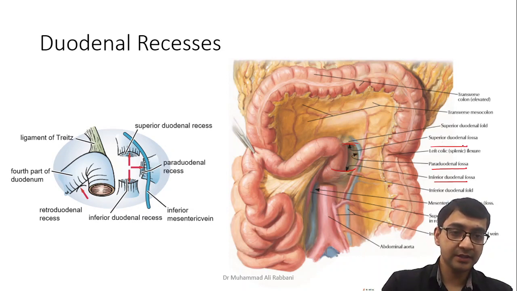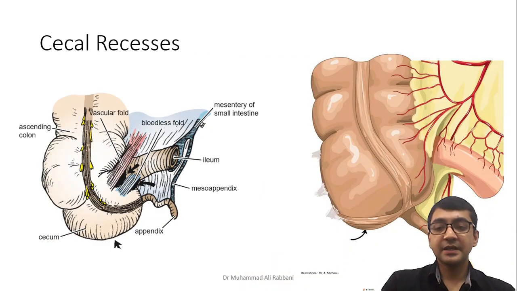So these are the 3 recesses here, and this was the mesenteroperitoneal recess, also known as, as we discussed, the retroduodenal recess. Then there was cecal recess.